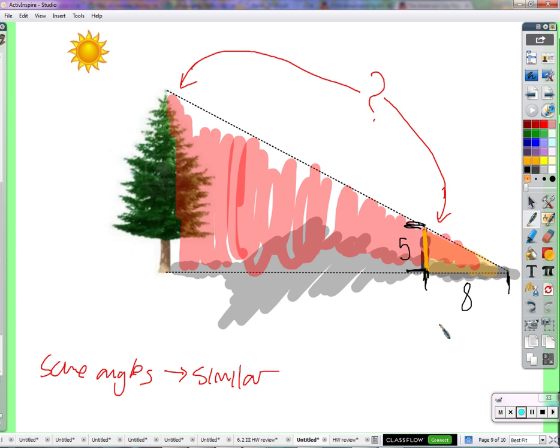Do I know what to multiply this by to get this big tree? Yes. Okay, no. What do I multiply it by? 4. 5. Boom. Right, you know that this triangle is 5 times bigger than this triangle? So, what? We don't know yet. What do we need to find out? What do we need to measure now?